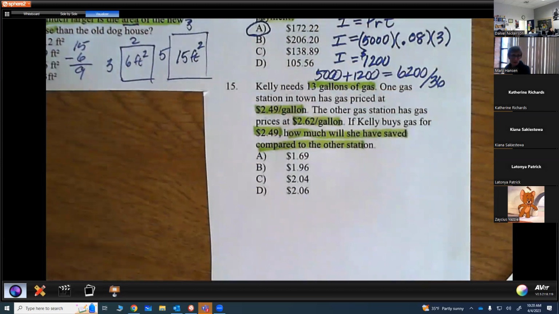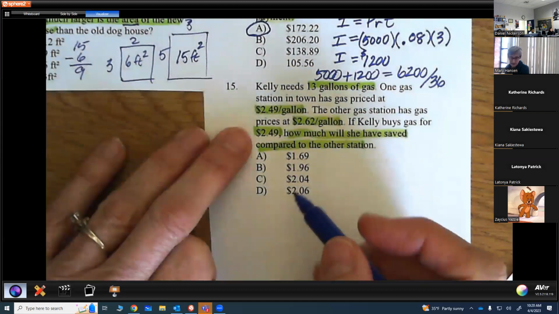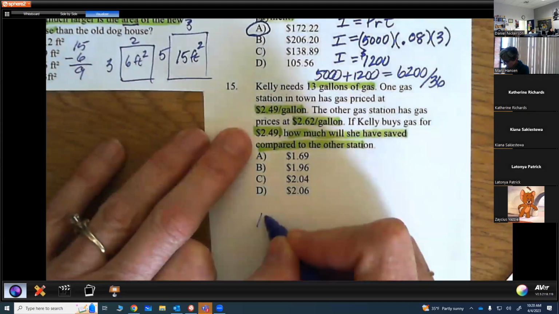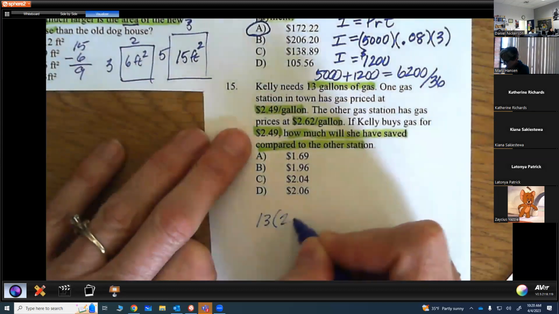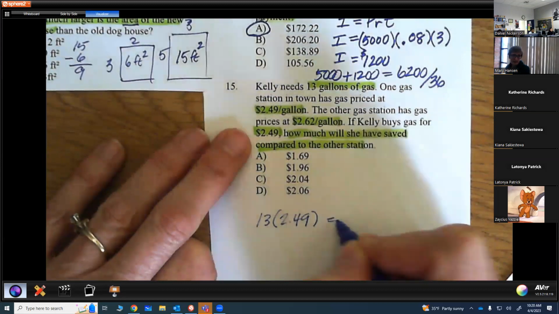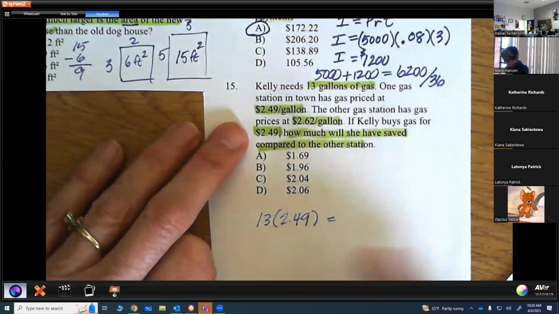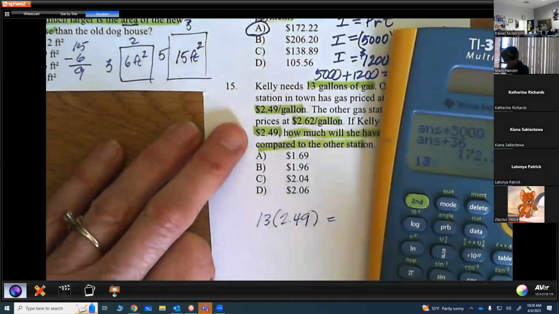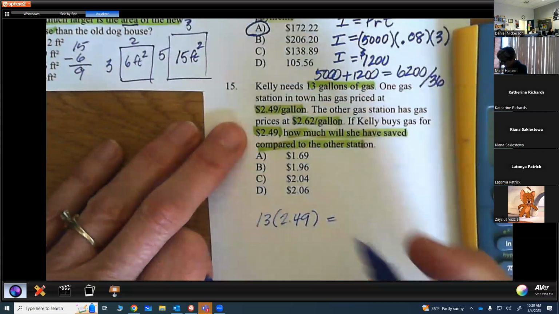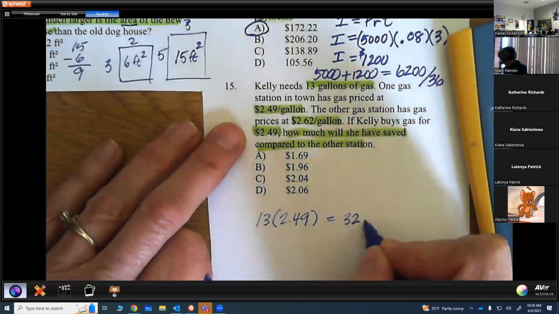And so this is a nice practical problem. If we want to know how much she's going to pay for the gas, she's going to buy 13 gallons at $2.49 a gallon. That's a simple multiplication problem. So if I take 13 gallons times $2.49, that gas is going to cost her $32.37.